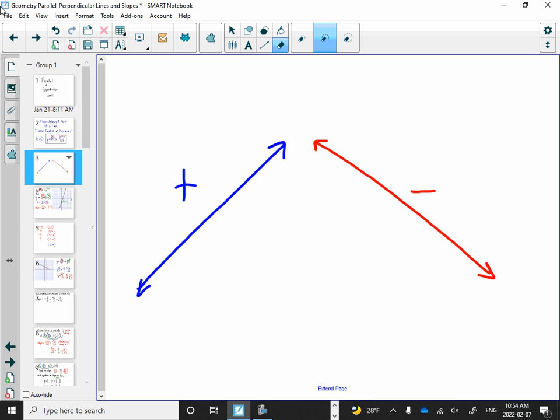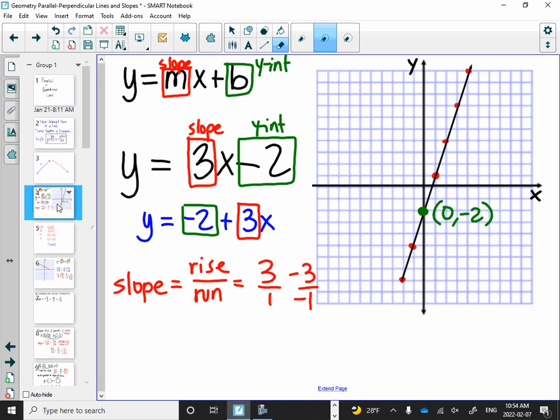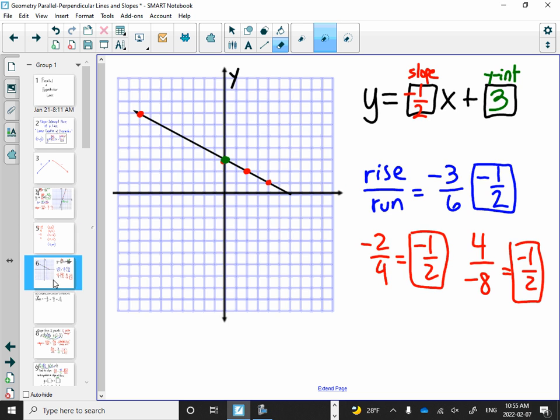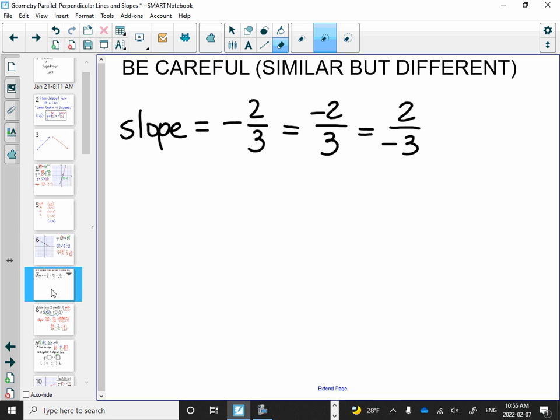Now, you can also find slope based on an equation. If it's in slope-intercept form, we know right here our slope is 3. Our y-intercept is -2. And we can graph that. We can graph the y-intercept. We can count the rise over the run. Slope and rise over run are the same thing. We talked about the coordinates of the y-intercept. We call the y-intercept 5, but the coordinates would be 0, 5. If the y-intercept is -2, the coordinates would be 0, -2. Then we've looked at all different forms of slope-intercept form.